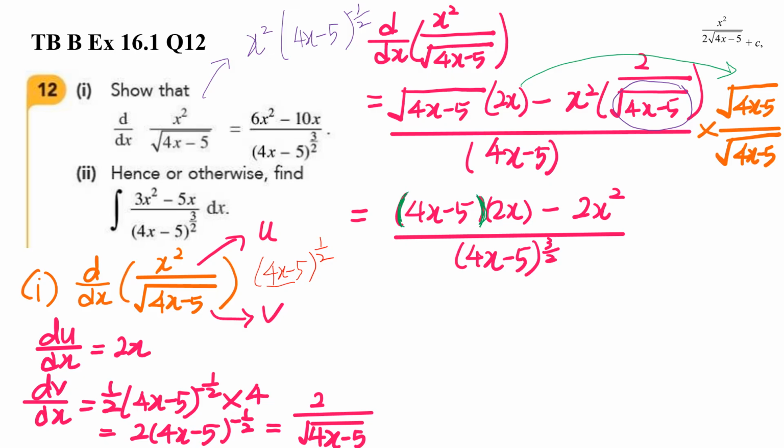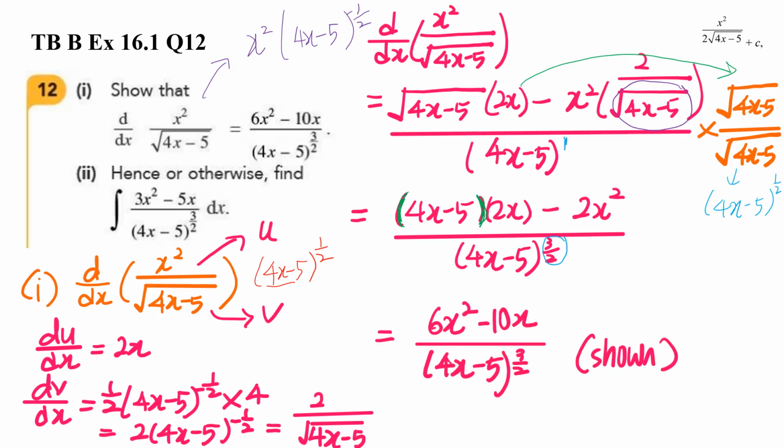And how do I end up with 3/2? Because this is to the power 1, right? And this is to the power of half. So 1 plus half will give you 3/2. So basically, and then you simplify the numerator, and this is what you're supposed to show in part I. Okay? So at the next slide, we'll do part 2.